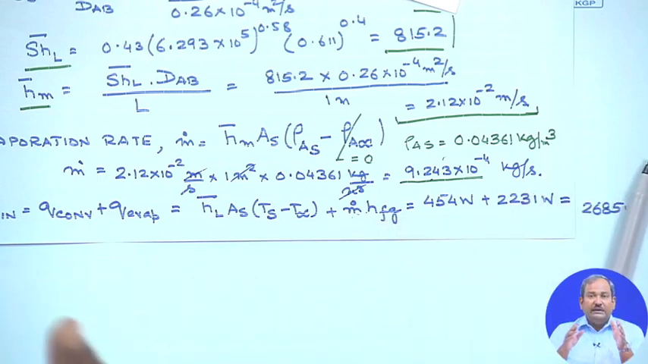So, in any heat transfer process where both convection as well as change of phase is taking place, in almost all the cases, the heat requirement is dictated by the requirement of heat for phase change. So, phase change requirement overshadows any convection which may be present in the system. So, that is a general observation which you can make. There may be exceptions, but this is just a general observation.